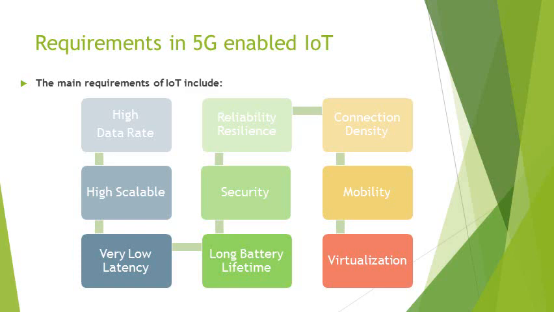Long battery lifetime to support billions of low power and low cost Internet of Things devices in the 5G Internet of Things. Low energy solutions are required by the 5G enabled Internet of Things. Next is the connection density. A massive network of devices will be connected together in the 5G Internet of Things, so 5G should be able to support the successful delivery of messages within a certain time and area.